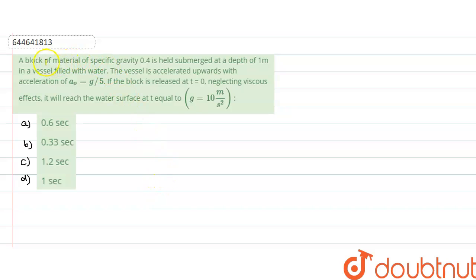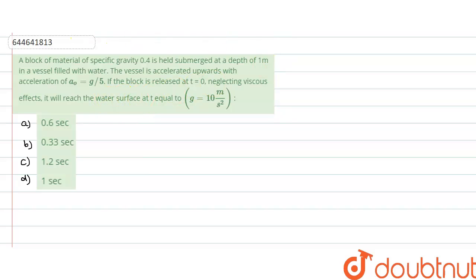Hello everyone, let us start with our question. In this question, what is given? A block of material of specific gravity 0.4 is held submerged at a depth of 1 meter in a vessel filled with water. Now this vessel is accelerated upward with an acceleration g by 5, and if the block is released at t equals 0, we need to find, neglecting the viscous effect, the time at which it would be reaching the water surface.